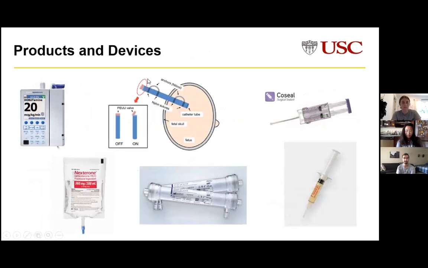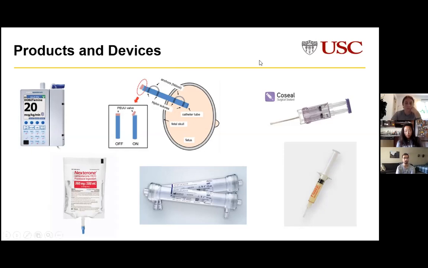Here are some of the products that I've worked on, and some of the devices that I've also worked on. Sorry, it's loud outside. I've worked on fluid pumps that are used to pump intravenous fluids into a patient. I've worked on a fetal cranial shunt, which is not an approved surgery at this point, but it's an experimental surgery to apply a shunt to a baby's head so that you can relieve the cerebrospinal fluid and prevent hydrocephalus from happening.